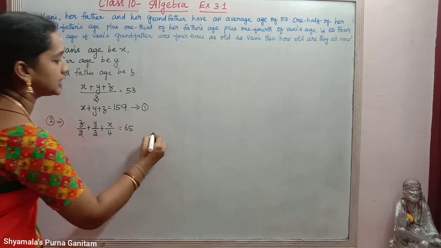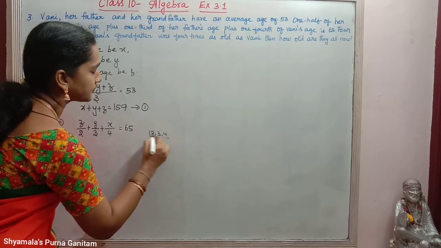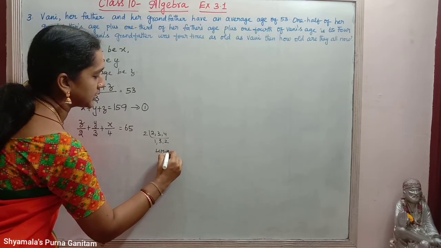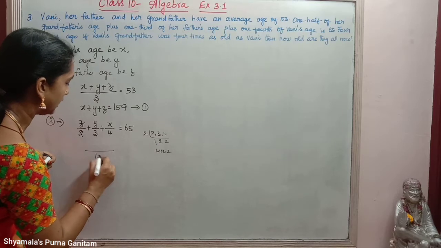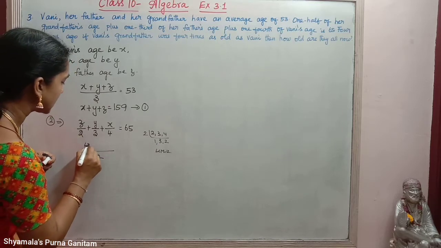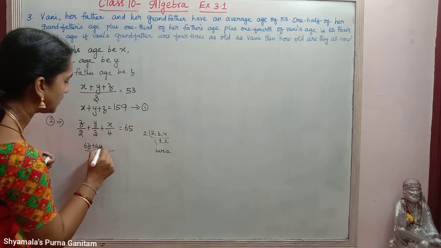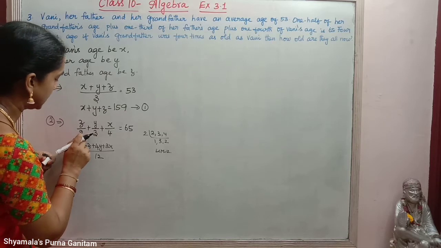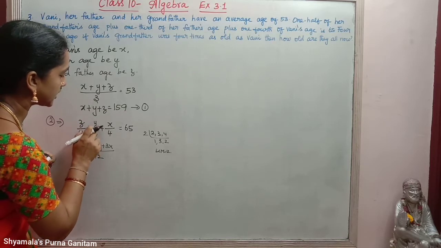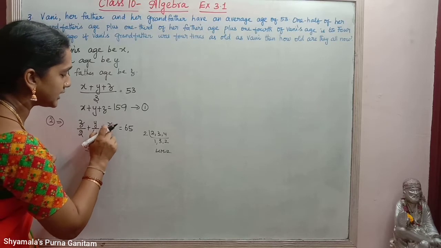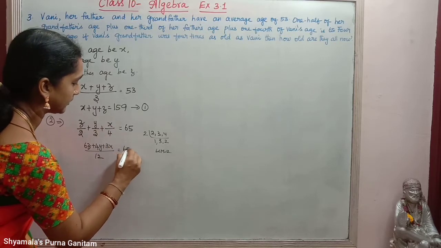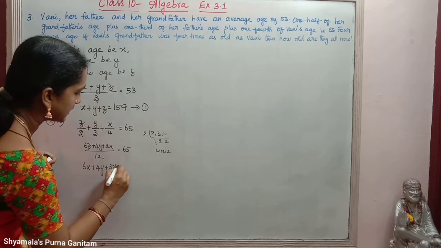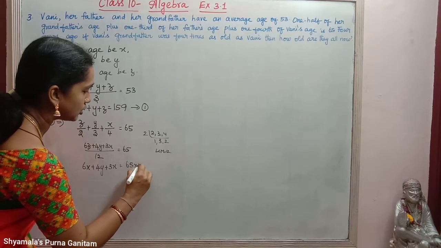So now we will simplify this. We will take the LCM for 2, 3 and 4. So the LCM is 3 2s are 6, 6 2s are 12. So the LCM is equal to 12. So the denominator is 12. In the numerator we will get 6z plus 4y plus 3x. 2 6s are 12, so 6z. 3 4s are 12, so 4y. 4 3s are 12, so 3x is equal to 65 into 12.